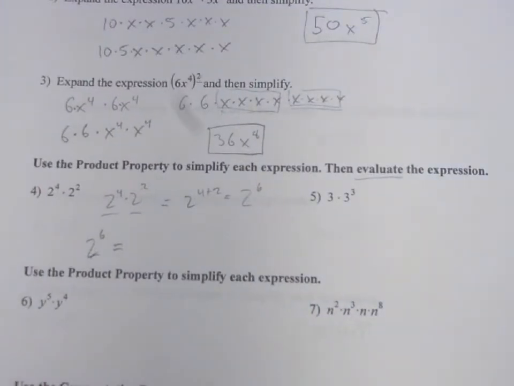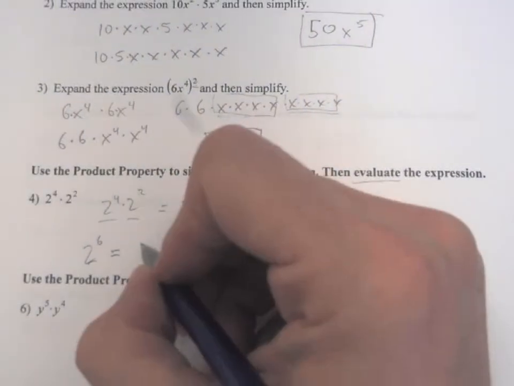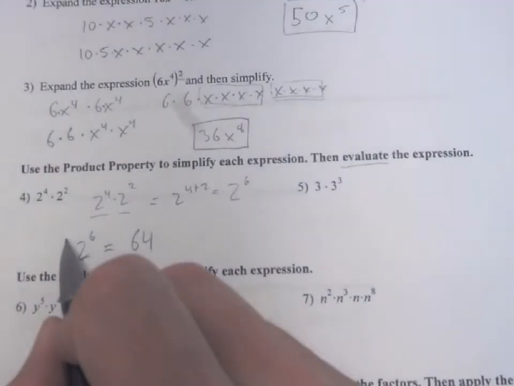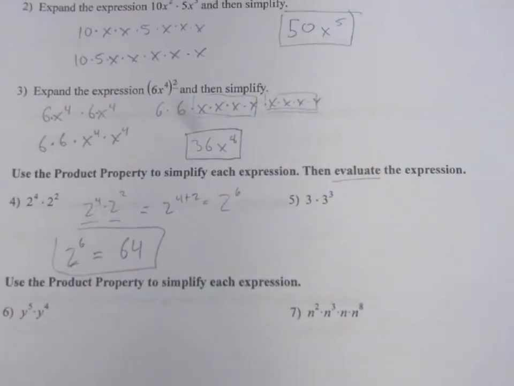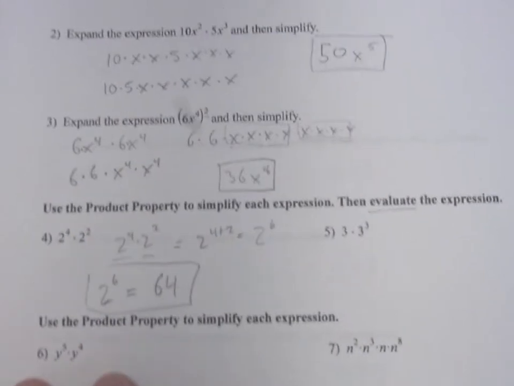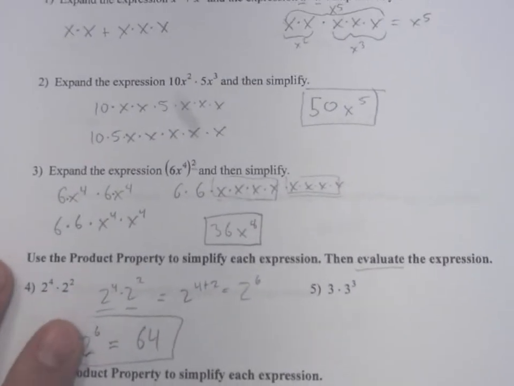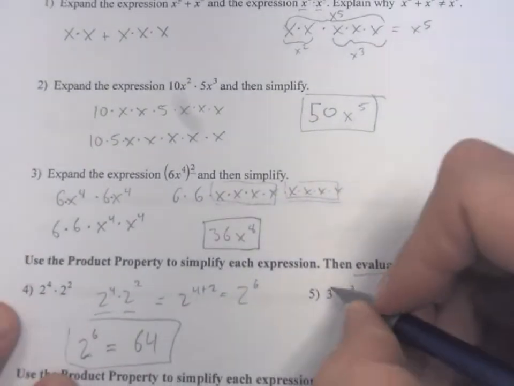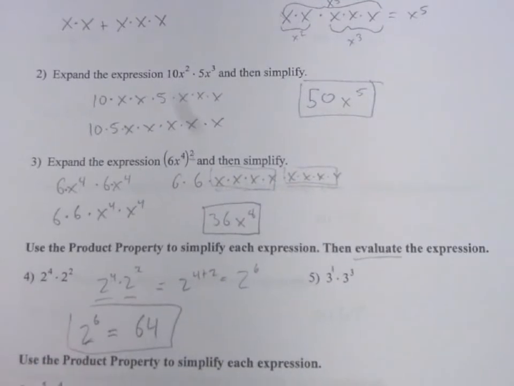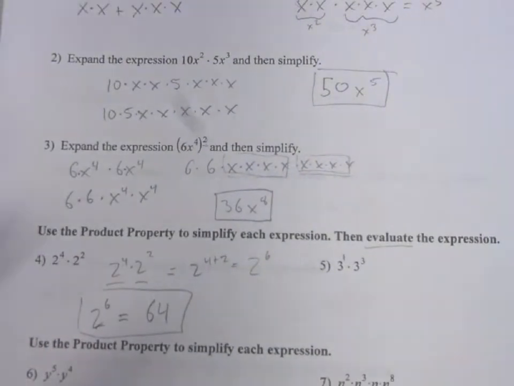And you can use a calculator for that if you like, or you can do it by hand, 2 times 2 times 2 times 2 times 2 times 2. That's actually going to be 64. Okay, so you're going to do the same thing over here. Now, just keep in mind that if you see something that doesn't look like it has an exponent, it automatically has an exponent of 1. So that will kind of help you out.